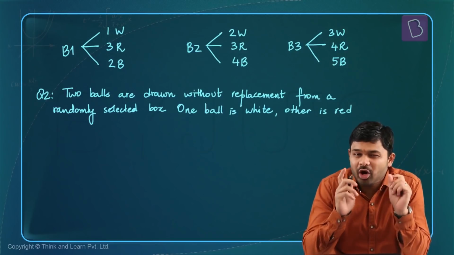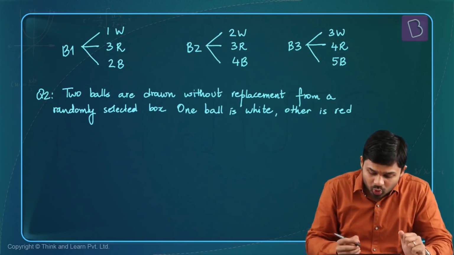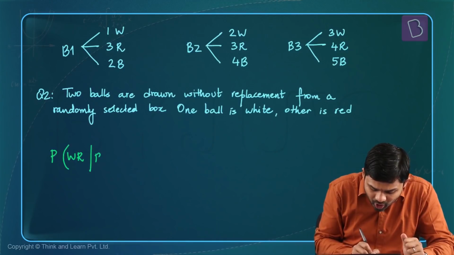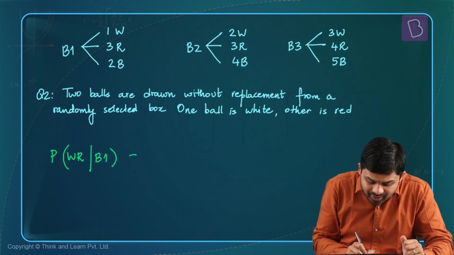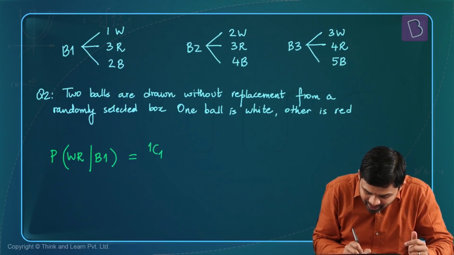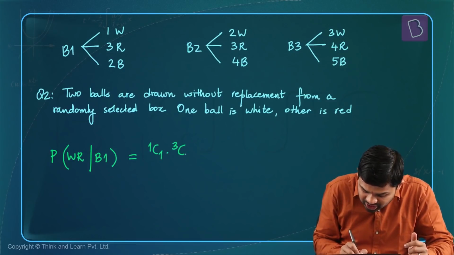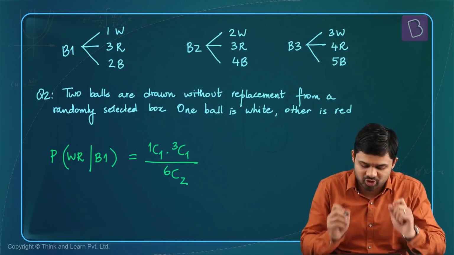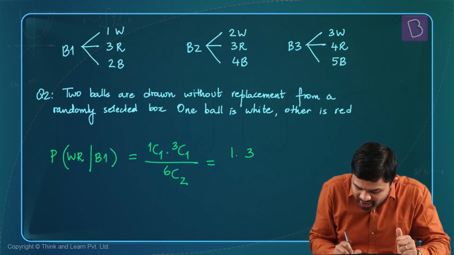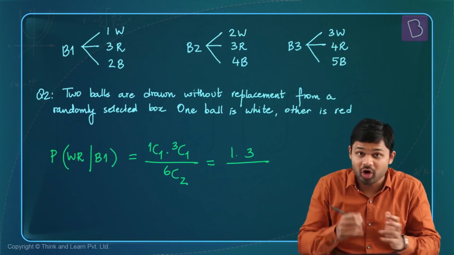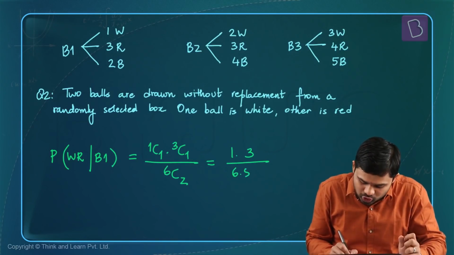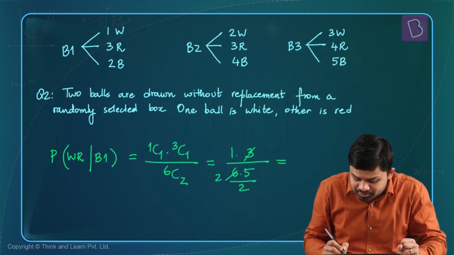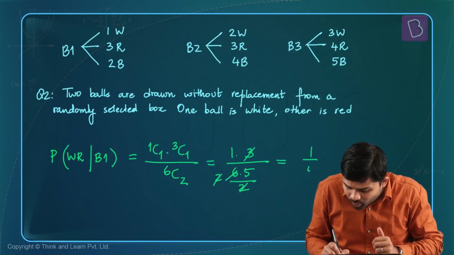So 2 balls have been drawn without replacement, and 1 ball is white, 1 ball is red. So what is the probability that we get a white and a red ball from box 1? Well, we have only 1 white ball there, so that's going to be 1C1 multiplied by, we have 3 red balls, 3C1, divided by 6C2. Remember, we have to use combinations because it's without replacement. It'll be 1 into 3 divided by 6C2. Those of you who already know that, it'll be nothing but 15. But for those of you who don't know, that'll be 6 into 5 divided by 2. So that's going to be a very simple simplification. So you will get the answer to be 1 divided by 5.